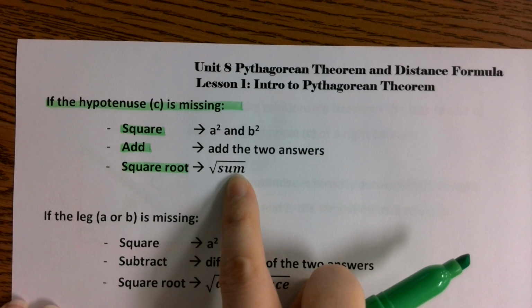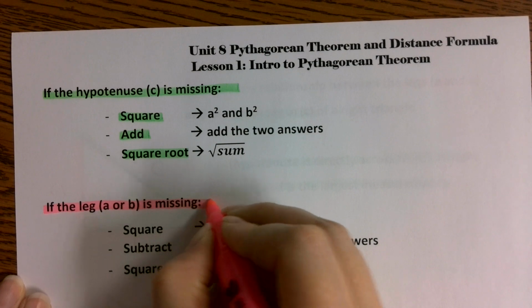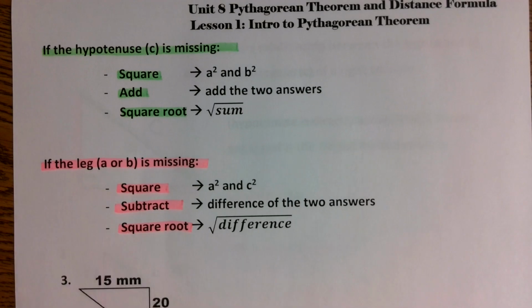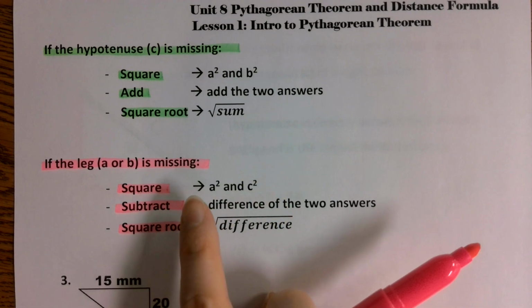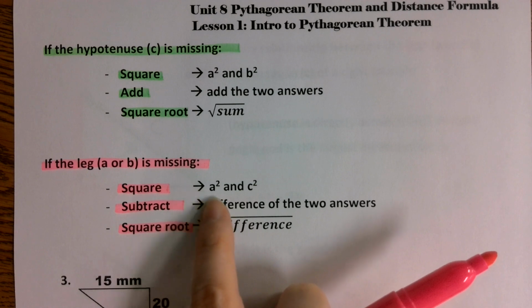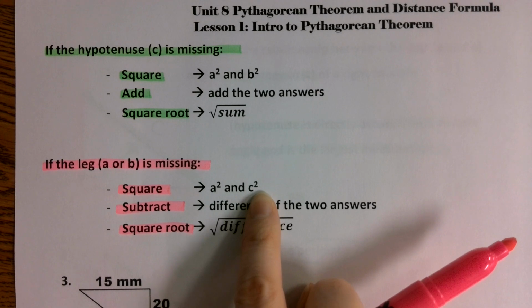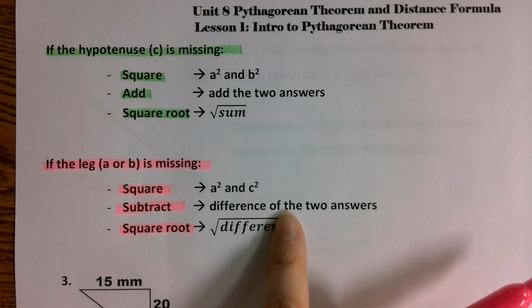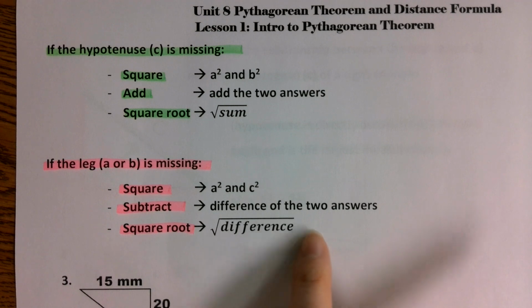Square, add, square root. If it happens to be that one of the legs is missing, you square, subtract, square root. You would take A squared and C squared, or you would take B squared and C squared, depending on which leg you label it as. But you would take the leg, square it, you would take the hypotenuse, square it. Then you would find the difference between the two values and then take the square root of that difference.